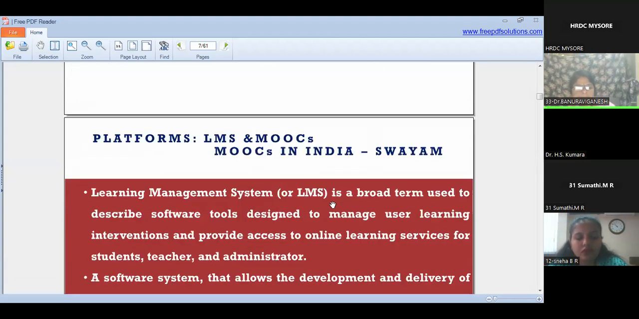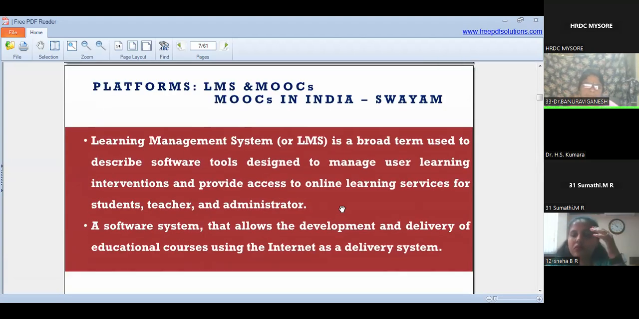Then moving on to the platform, this is very, very important. Whenever you are using a learning management system or massive open online courses, we need to understand the platform. As far as India is concerned, we have massive open online courses, and they have to run on the platform of Swayam. Swayam is the indigenously built platform under which you run massive open online courses. We call it Swayam.